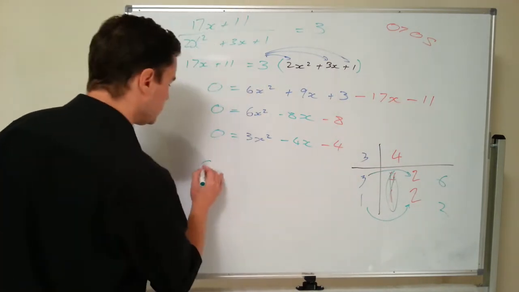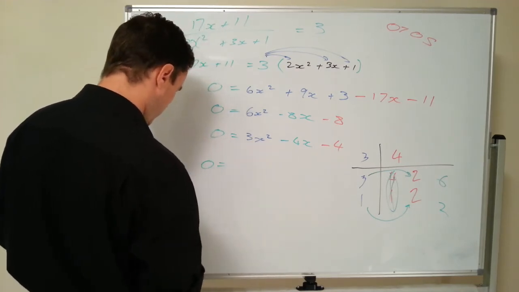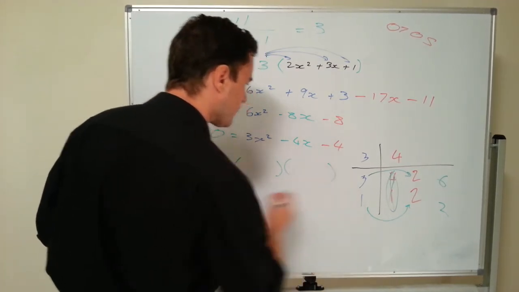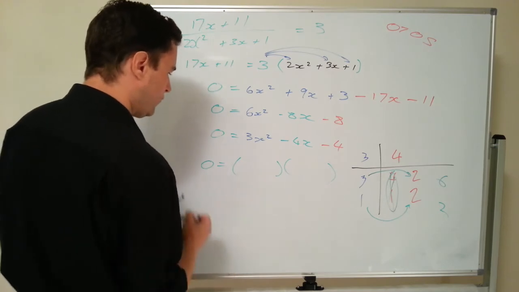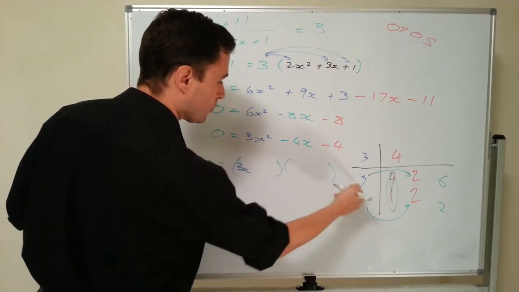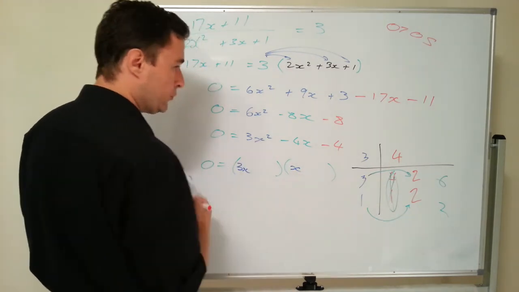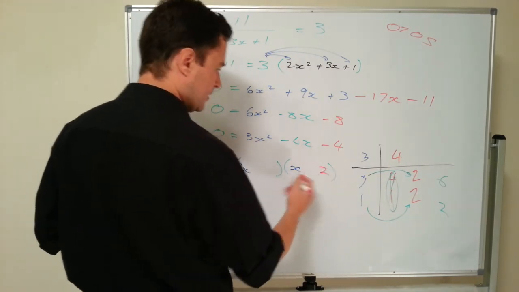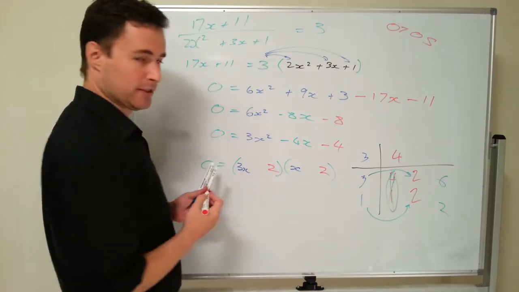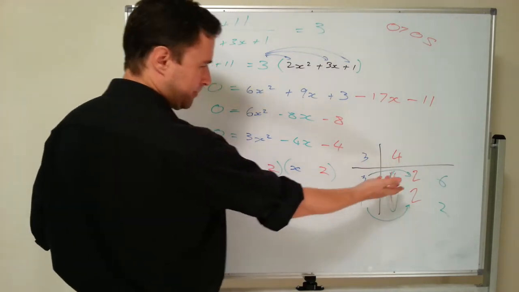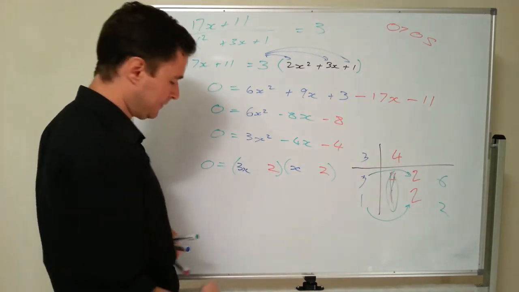So I've got here 0 equals brackets. Okay. I've got 3x. I've got 1x. And I want the 3 times the 2, so the 2 can't be in the same brackets, and I want the 1 times the 2, so the 2 can't be in the same brackets. You don't really have to stress about that when you have the same factor repeated, okay?